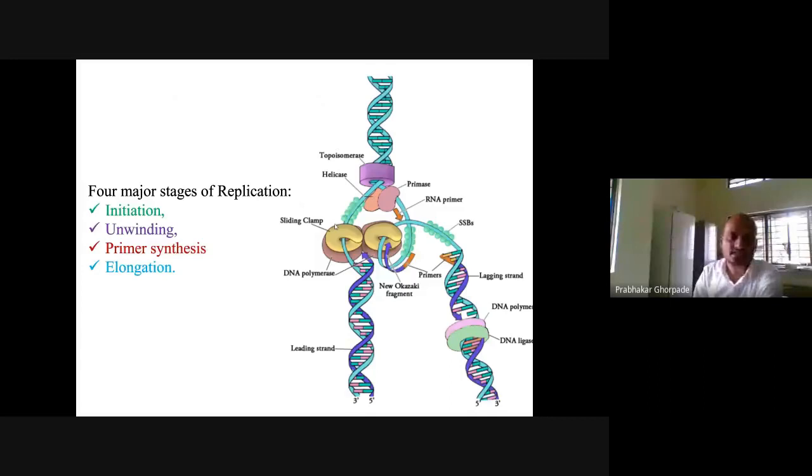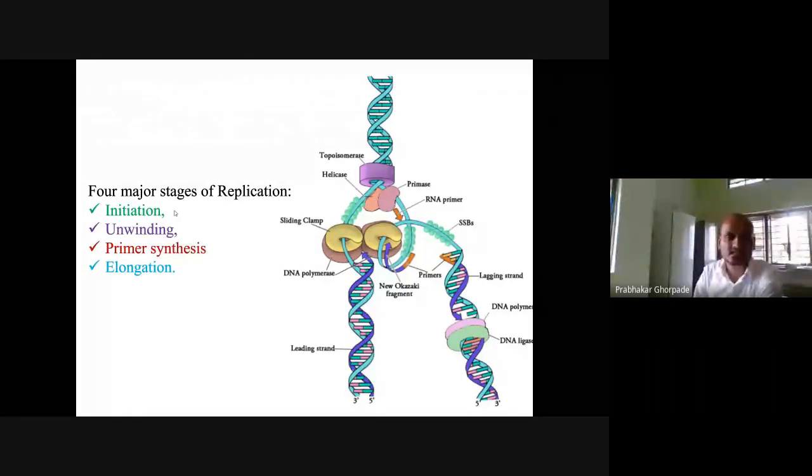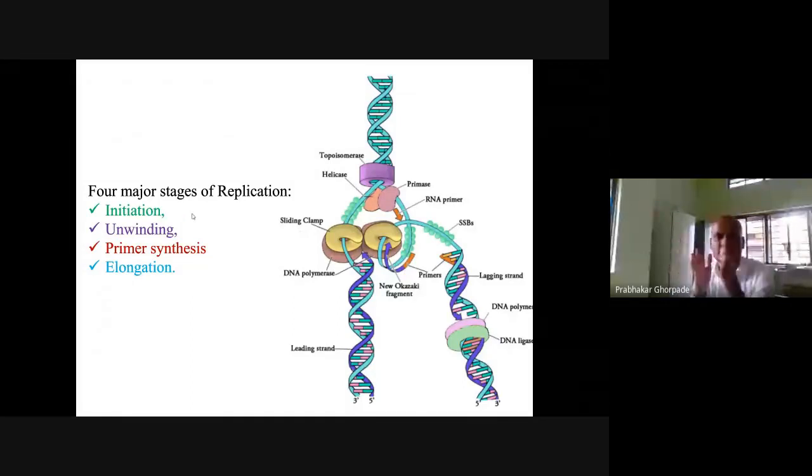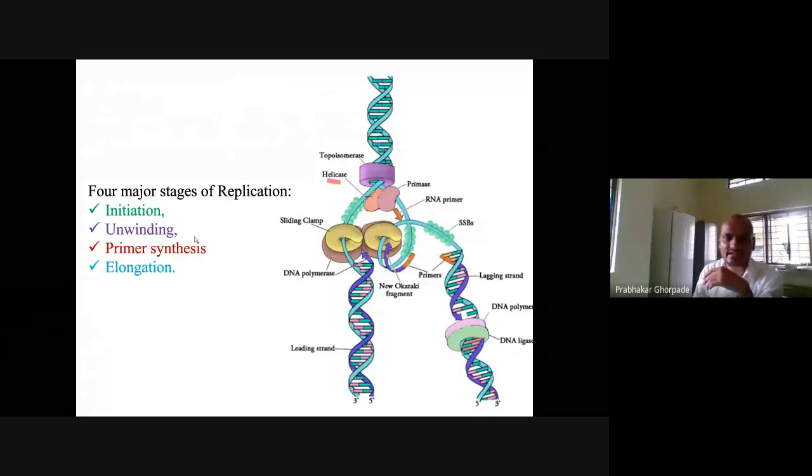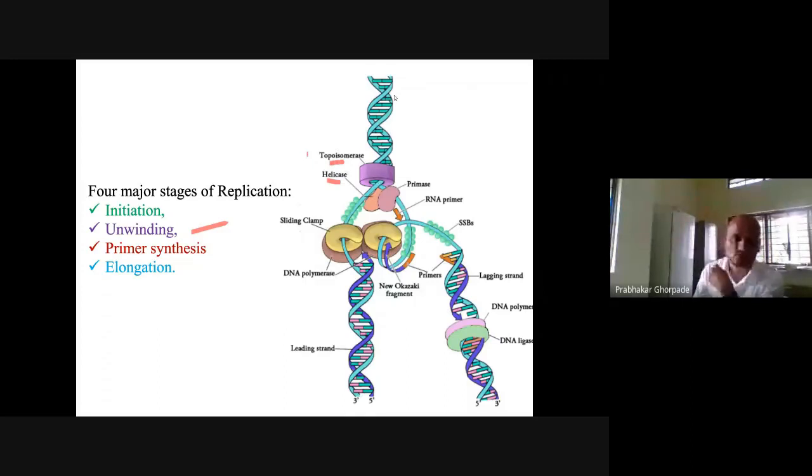Major events of DNA replication. DNA replication mainly consists of initiation and unwinding. Initiation means some initiator protein has to bind at the origin of replication. The unwinding has to be done, for example, by the helicase. Primer synthesis has to be made, for example, by RNA primase. So this helicase is doing the unwinding. The topoisomerase is also helping to remove the supercoils.